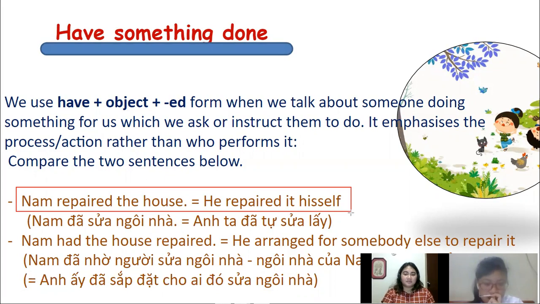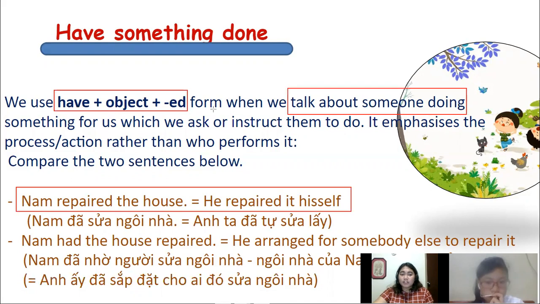Nam repaired the house. He repaired it himself. Sorry, it should be himself. So Nam repaired the house. And in this one, he prepared itself. So always remember, we use this form when we talk about someone doing something for us, which we ask or instruct them to do.